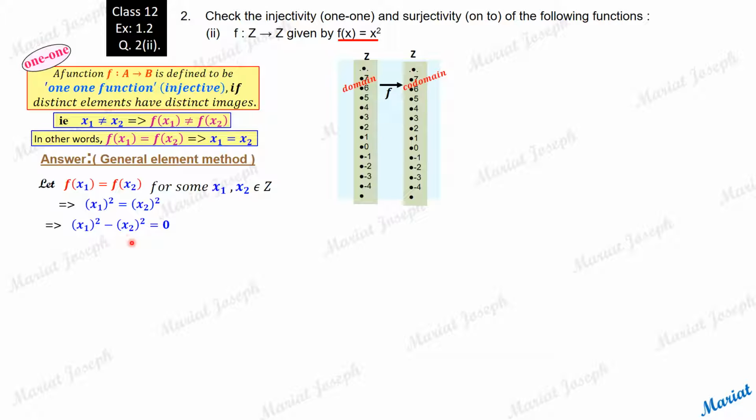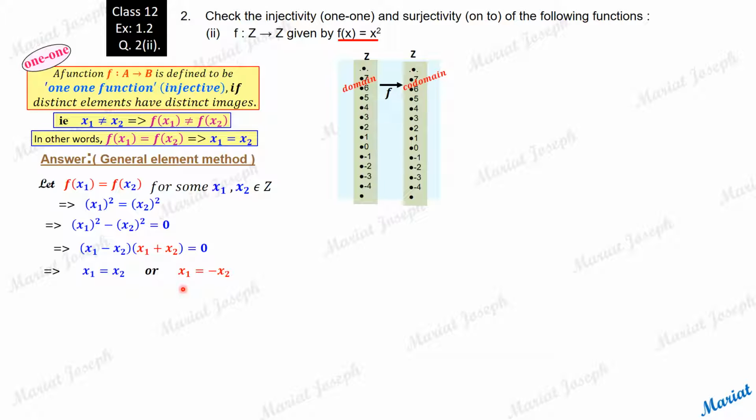This second degree equation can be factorized: x1 minus x2 into x1 plus x2. This product can be equal to 0 in two ways. Two cases arise. Either x1 minus x2 equal to 0 or the other factor x1 plus x2 equal to 0. Which means x1 is equal to x2 or x1 is equal to minus x2. These are two ways that these images can be equal.